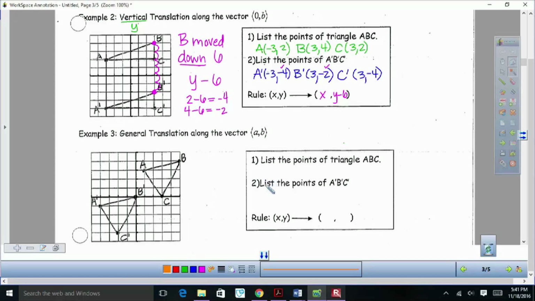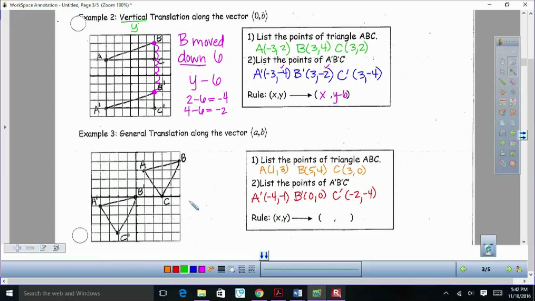Okay, so for your points, you should have gotten A is 1, 3, B is 5, 4, and C is 3, 0. Then for A prime, B prime, and C prime, you should have gotten A prime is -4, -1, B prime is 0, 0, and C prime is -2, -4.